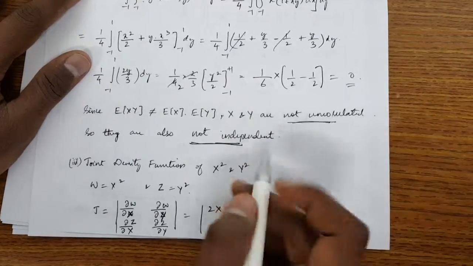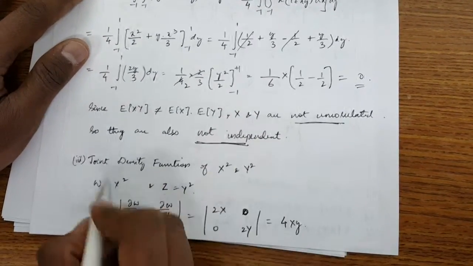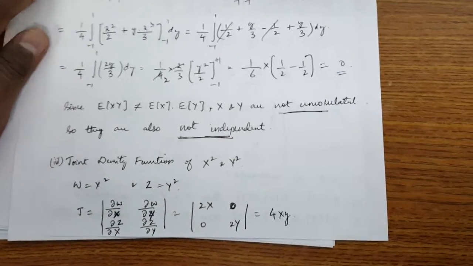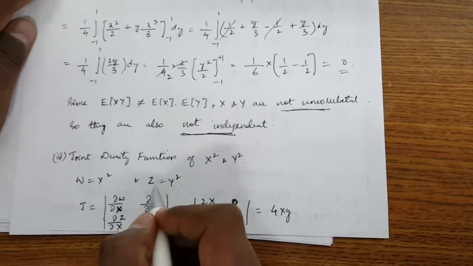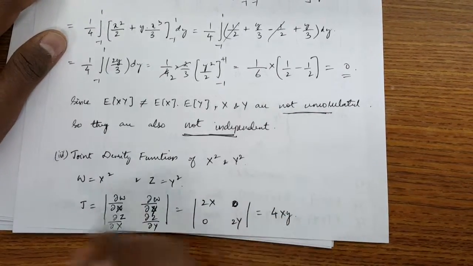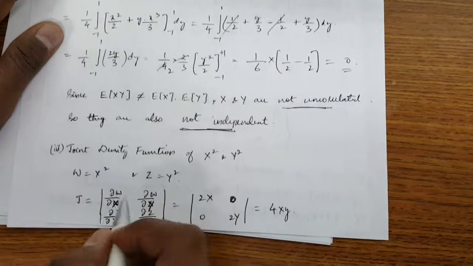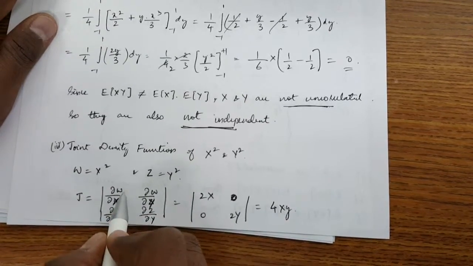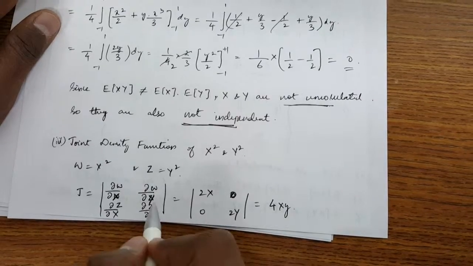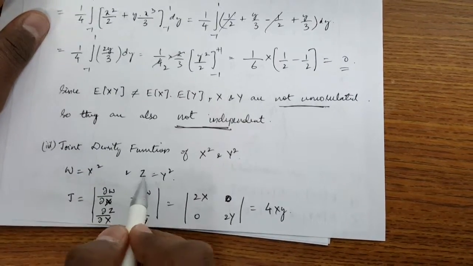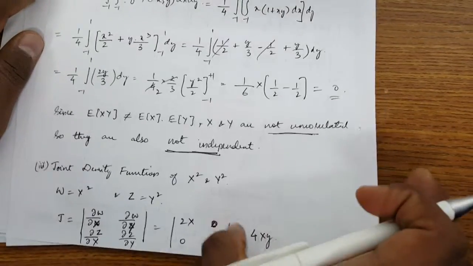In the fourth subdivision, we are asked to find the joint density function of x square and y square. So we take two random variables w and z and assign w to x square and z to y square to find the Jacobian. The Jacobian consists of 4 partial derivatives, one with respect to x and one with respect to y, for both the w and the z random variable. So we get the modulus of Jacobian to be 4xy.